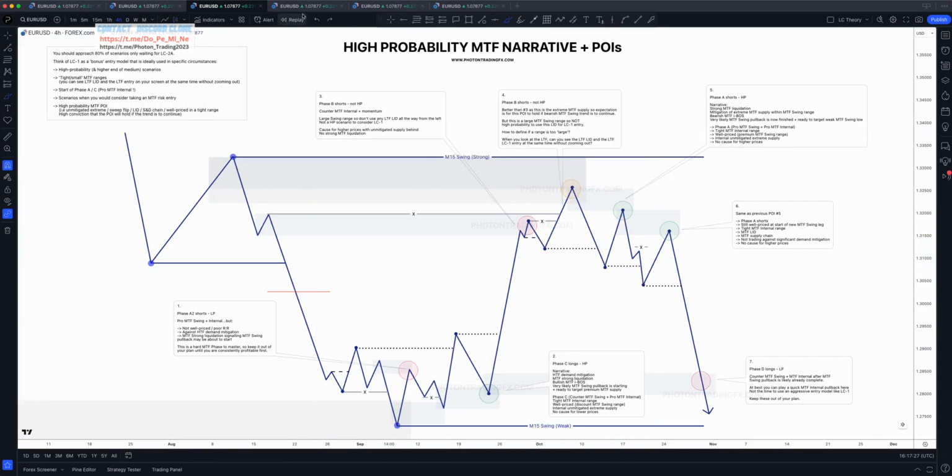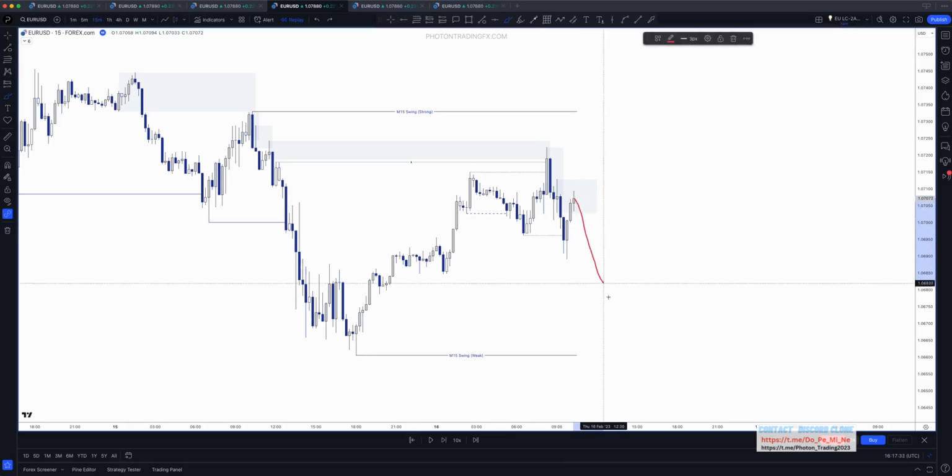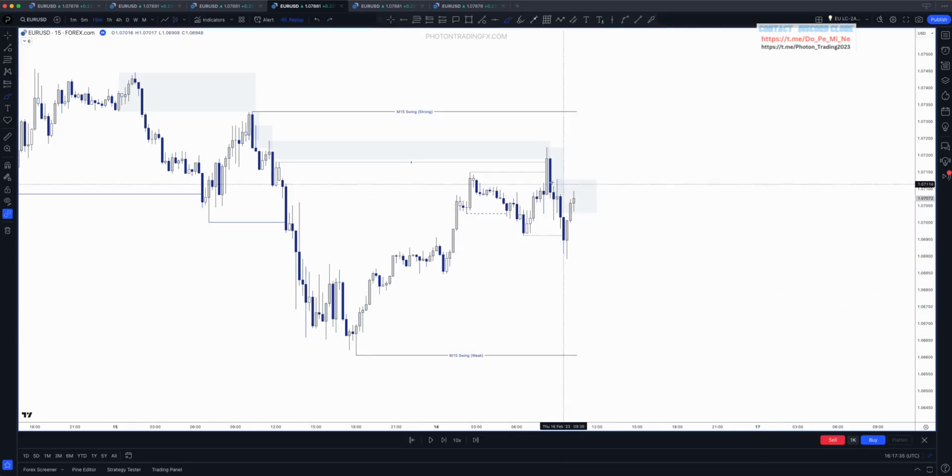Okay, this is when I see the setup. It doesn't happen every week, doesn't necessarily even happen every month, but this is for me go time, to be as aggressive as I can and look to get involved for that movement. Okay, but again, the key thing is it's a tight range.